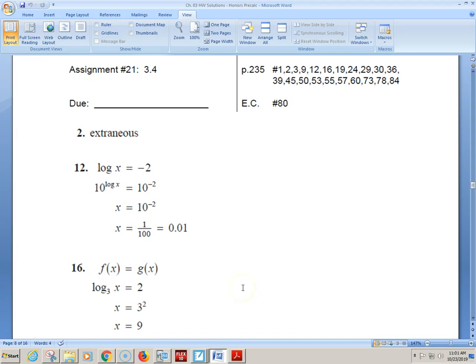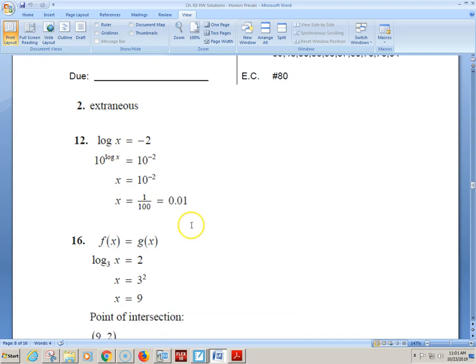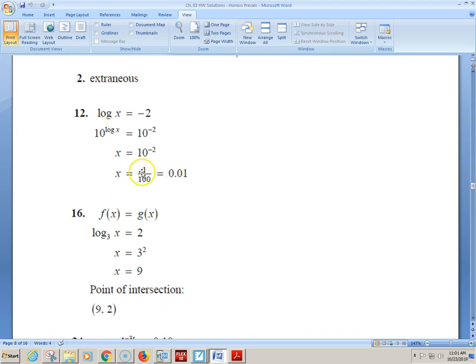So 3.4, number 2. Oh, we didn't really see this yesterday. I've mentioned how sometimes you might have illegal answers, and we're going to see if you found any illegal answers in homework. The math said yes, but the book said no. Those are called extraneous. Something where the math gets us to an answer, but it's illegal. Anyway, number 2, extraneous. Number 12. Yes, it's 0.01, but 1 over 100 or 10 to the negative 2 were the better answers, but either way, 0.01.